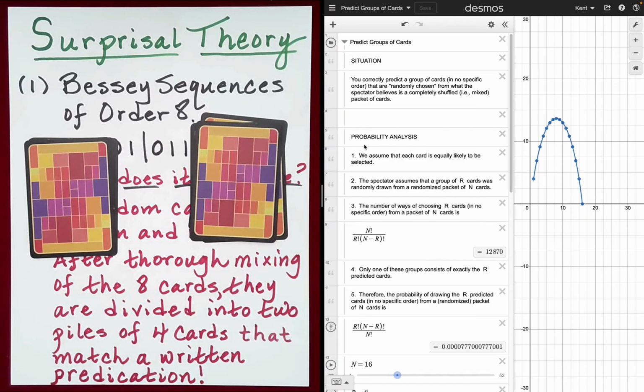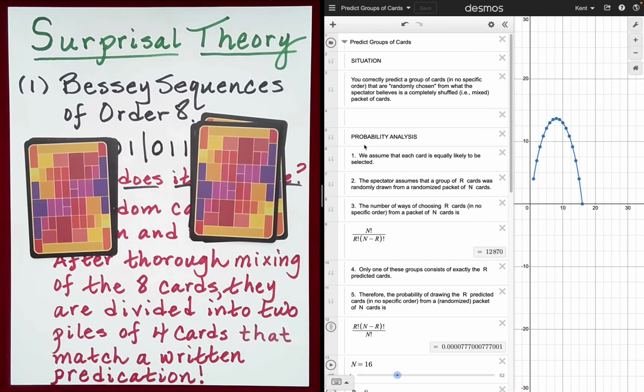N factorial divided by R factorial times (N minus R) factorial. Okay, so you'll probably recognize this as the formula that gives you the number of combinations of N objects taken R at a time. Now, of course, only one of these groups consists of exactly the R predicted cards. Therefore, the probability of drawing the R predicted cards in no specific order from a randomized packet of N cards is going to be 1 divided by the above quantity, which will simply flip the fraction.